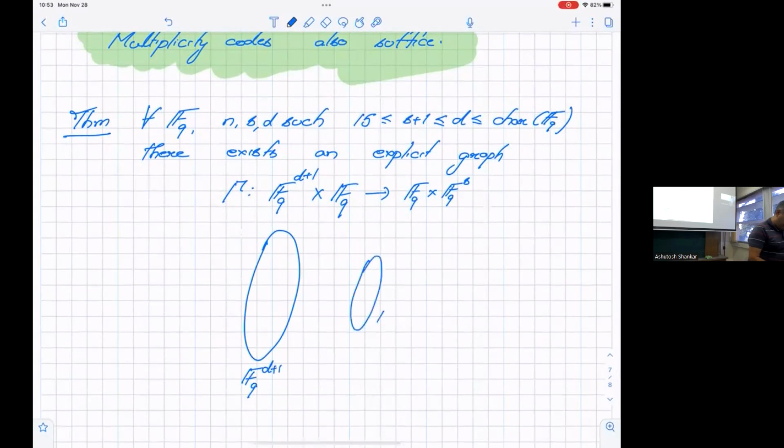The left hand side is f to the s plus 1, and you take a point x and it's mapped to x comma p less than s x. X is called alpha.